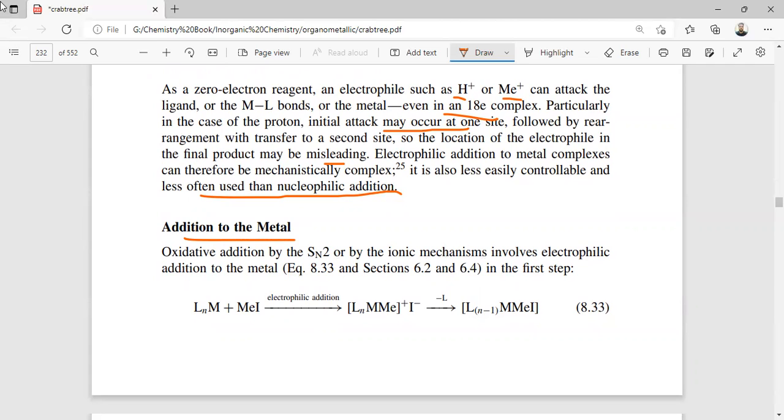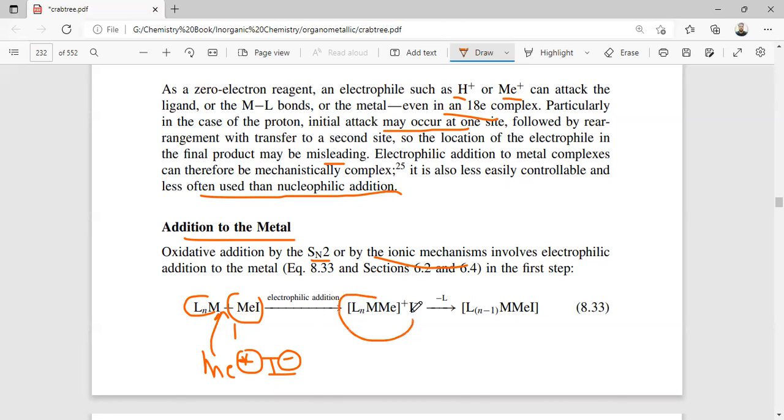first step. So previously we saw that oxidative addition can go via the SN2 or the ionic mechanism, where net positive or negative charged species are generated in the reaction medium. Here is an example of the electrophilic addition. Here LnM-Me-I is dissociated as Me plus and I minus in the solution.